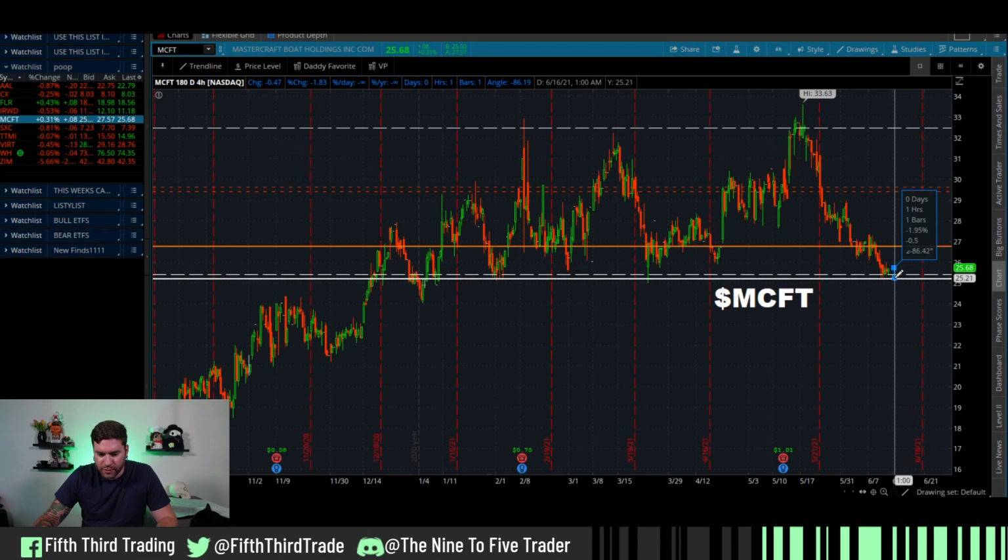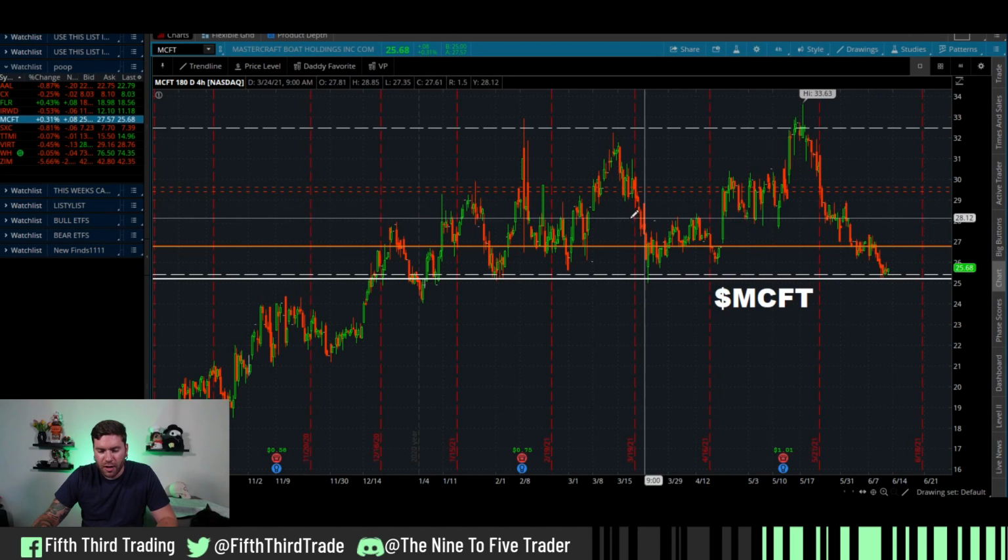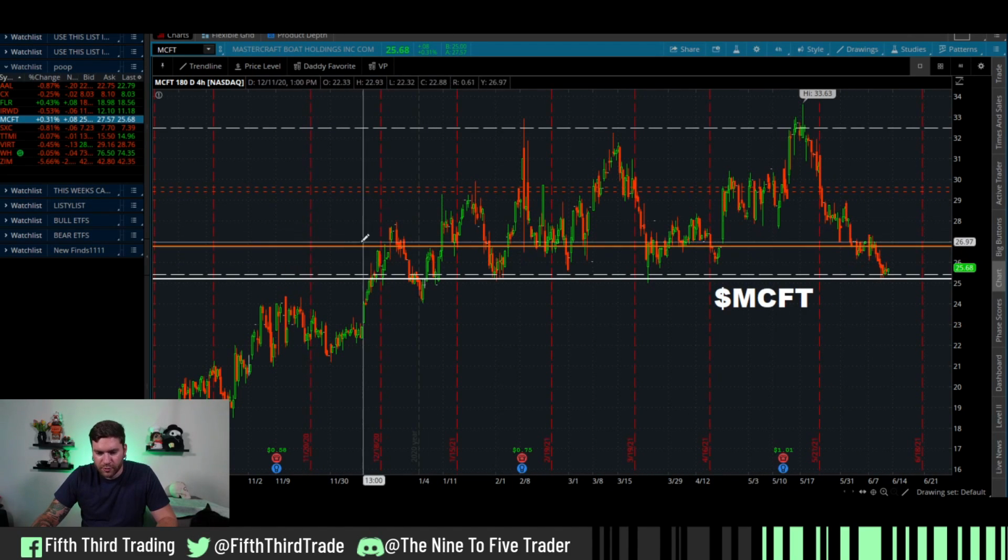What are we going to risk here, boys? I'd probably risk about 4 or 5%. All right, give me all these wicks down here. If it comes down here and holds, I have an issue. But again, super simple looking play, great looking support play.